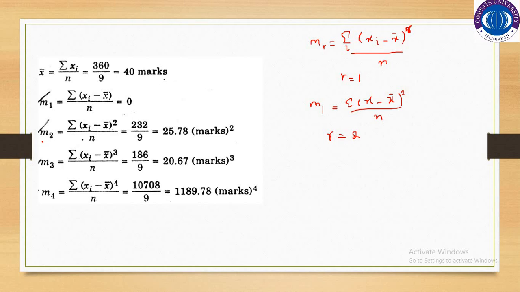Here we have m2. m2 is equal to summation (x minus x bar) whole square over n, which will definitely equal sigma square. The second moment is basically the variance of the data. By substituting r equal to 3 in the general formula of the rth moment, you will get the third moment, and by substituting r equal to 4, we will get the fourth moment.